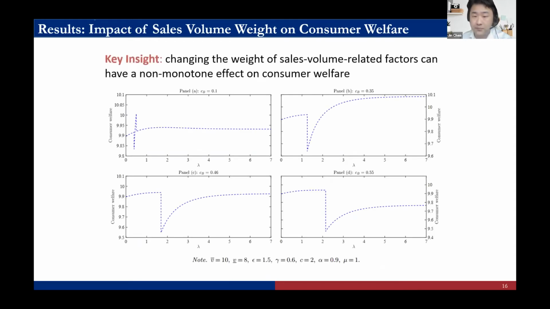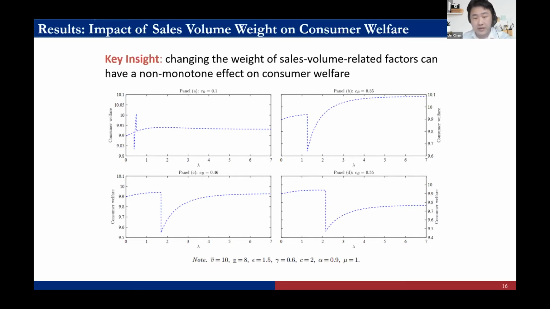And finally, we look at the impact of the weight of sales volume in the ranking algorithm on consumer welfare. In general, the consumer welfare is non-monotone in the weight of the sales volume. On the one hand, placing more weight on the sales-volume-related factors can reinforce the platform's knowledge about consumer preference, helping push the preferred product to the top, benefiting later consumers. But on the other hand, more emphasis on these sales-volume-related factors also increases the sellers' incentive to brush. And this trade-off leads to this non-monotone pattern.